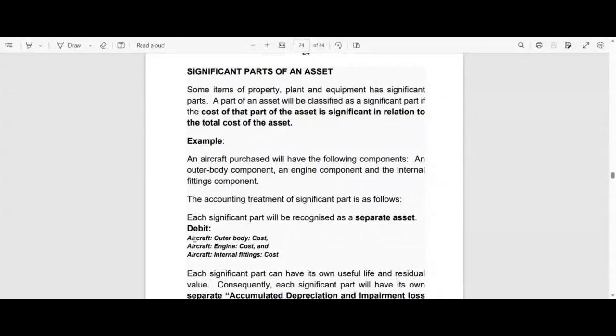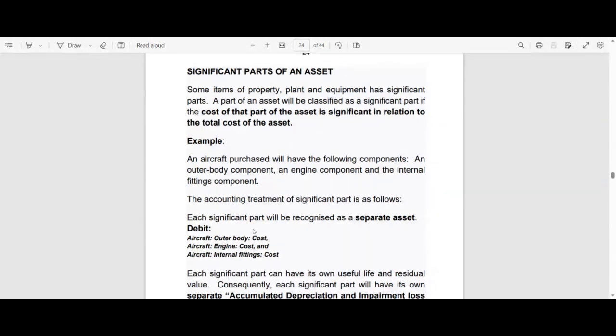So we are going to first of all name the overall asset or category of assets, which is aircraft, colon, then the significant part. So we give it a name such as outer body or engines or internal fittings or machinery or cooling equipment. We'll see when we get to some of those exercises. There are many possibilities. So you as an accountant will just have to be creative and describe it as best you can.